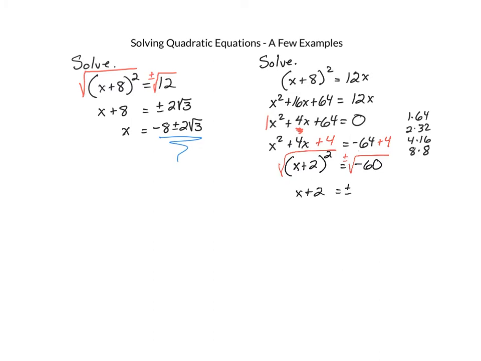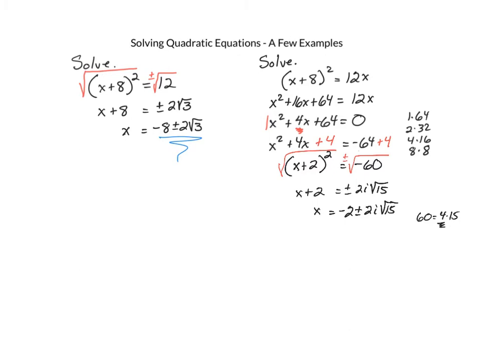Now we've got to do a little bit of work there. 60 is equal to 4 times 15. So we have a nice perfect square that we can take out. And notice also we have a negative number. So this will be 2i times the square root of 15. And we subtract 2. We have -2 ± 2i√15. And this problem is done.